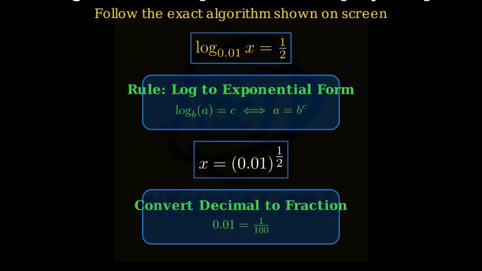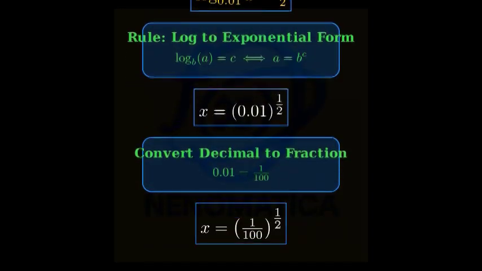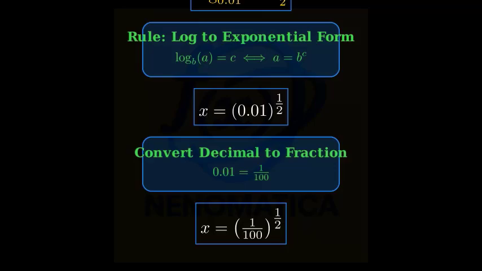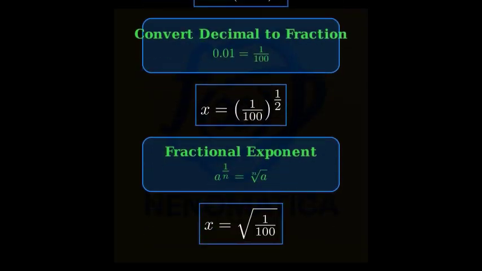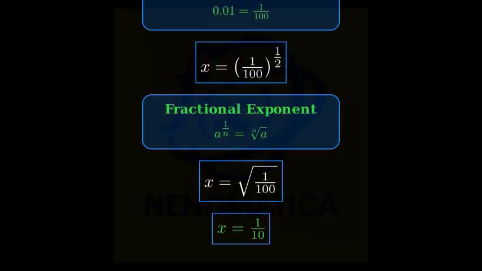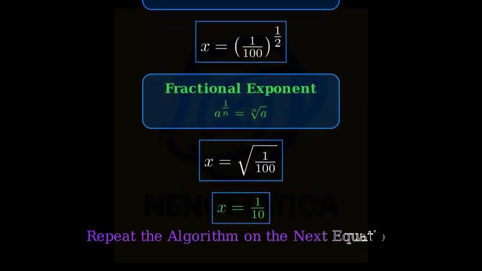0.01 equals 1 over 100. Now, x equals open parenthesis 1 over 100 close parenthesis to the 1/2. A 1/2 power means square root, so x equals the square root of 1 over 100. Finally, simplify the root to get x equals 1 over 10. Great! We solved the first equation carefully without skipping steps.